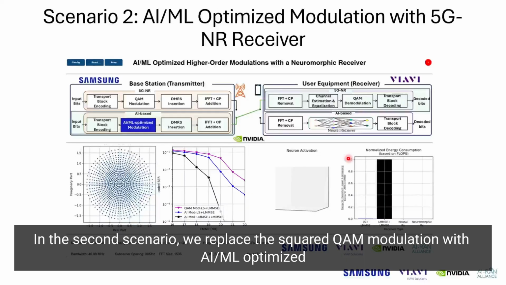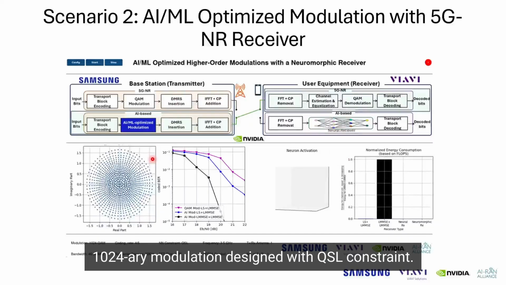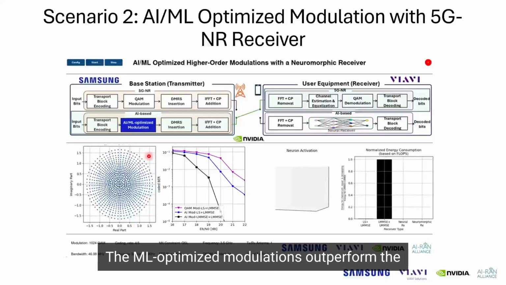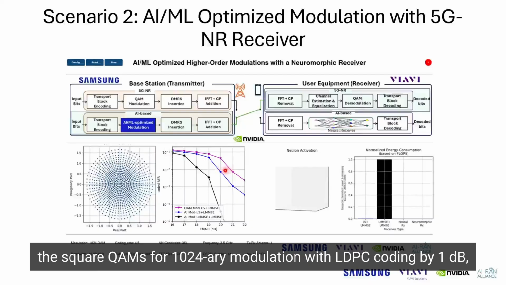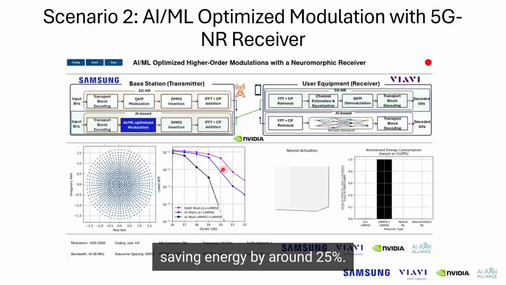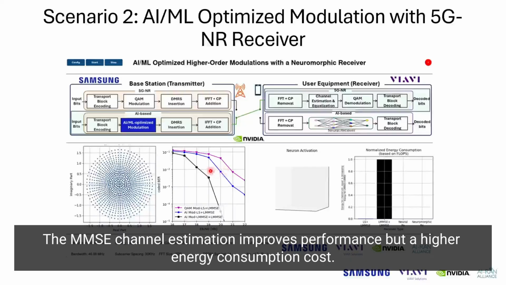In the second scenario, we replace the square QAM modulation with AI/ML optimized 1024 QAM modulation designed with the QSL constraint. The ML optimized modulations outperform the square QAMs for 1024 QAM modulation with LDPC coding by at least 1 dB, saving energy by around 25%. The MMSE channel estimation improves performance but at a higher energy consumption cost.